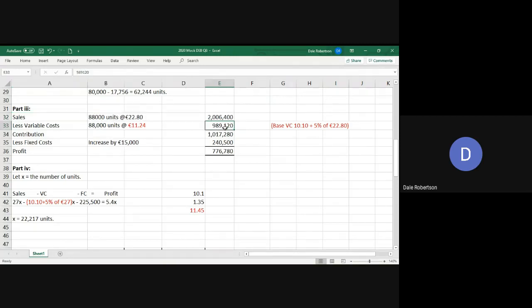You take the variable cost away from the sales to get your contribution. And of course, then you take away your fixed costs. Now, the question instructs that the fixed costs go up by 15,000. So you just add 15,000 onto your 225,500 to get 240,500, and you take that away to get your profit. And your profit is 776,780.